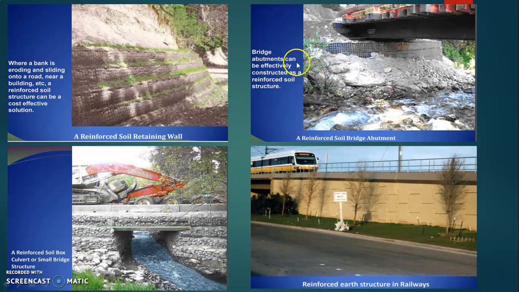Bridge abutments can also be effectively constructed as a reinforced soil structure. Here, a reinforced soil bridge abutment. This is a reinforced soil retaining wall. Next one is a reinforced soil box culvert or small bridge structures. You can see here, and also a reinforced earth structure in railways here.